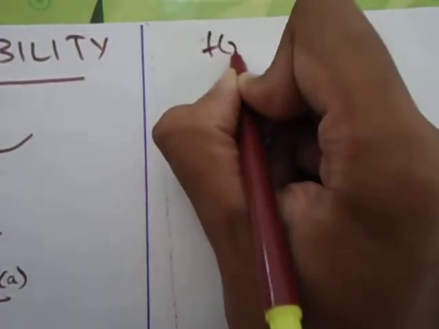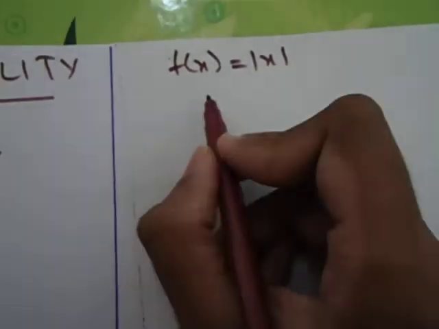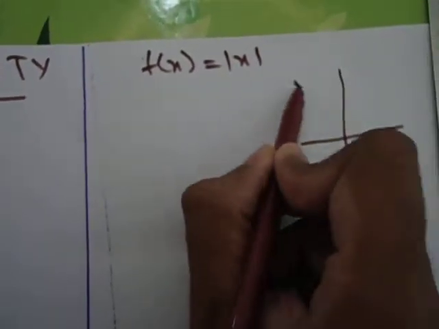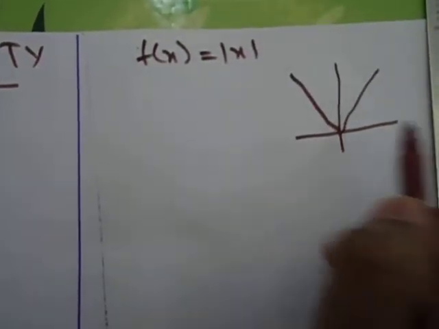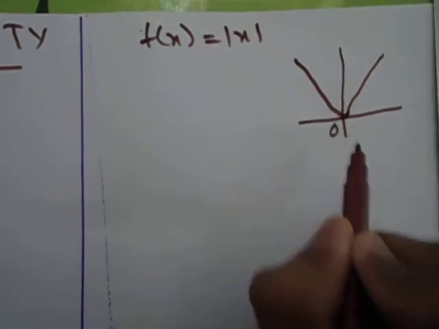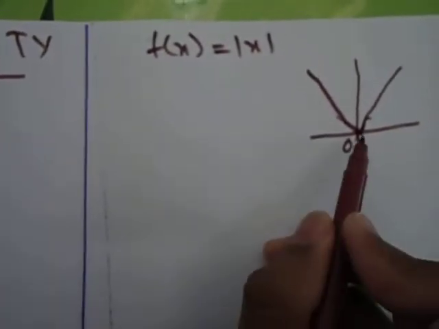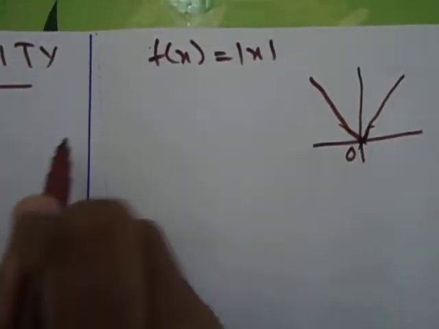Let's consider a function f of x is equal to mod x. So we know that the graph of mod x is this. At x equal to 0, we see that it has two slopes. One is due to this line and one is due to this. Since it has two slopes at this point, the function is not differentiable at that point.